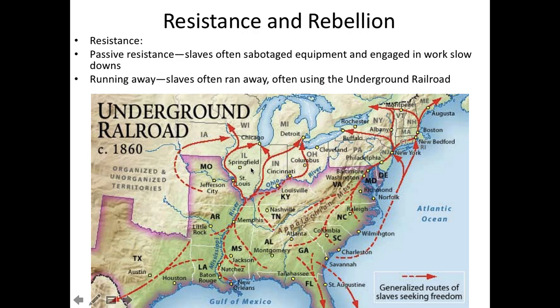Now, at one point, going to a northern state would have been enough to get you your freedom, but eventually there will be a law called the Fugitive Slave Act of 1850, and after that, even the northern states will not be safe, and you'll have to move all the way to Canada.